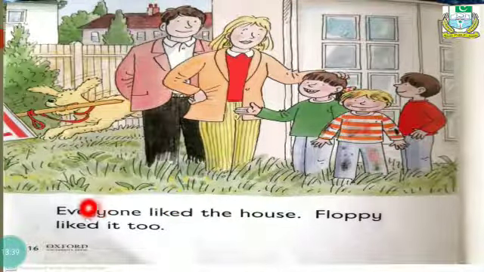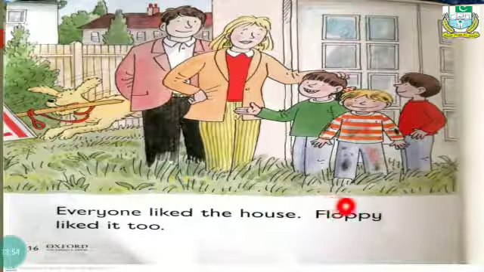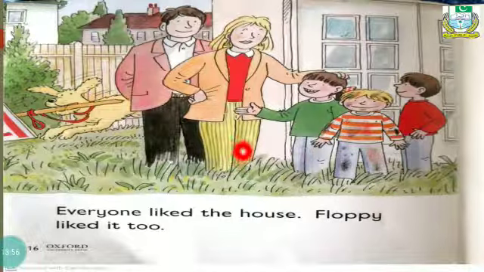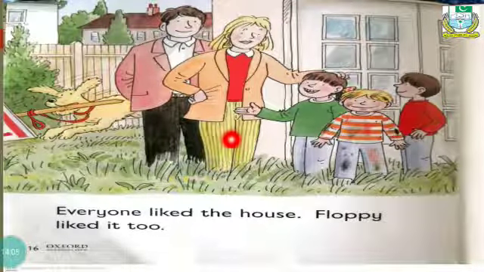Circle liked is a verb, and highlight everyone, house and Floppy. So they all like the house. They all want to buy the house and they're probably going to buy the big and beautiful house. Okay, dear students, that's the end of our story, House for Sale. In the end, they all liked the house and they're probably going to buy the house and the Kipper family is going to live in the house.